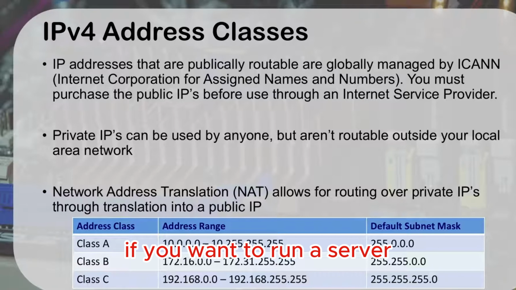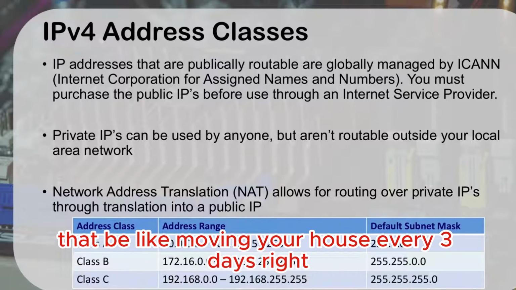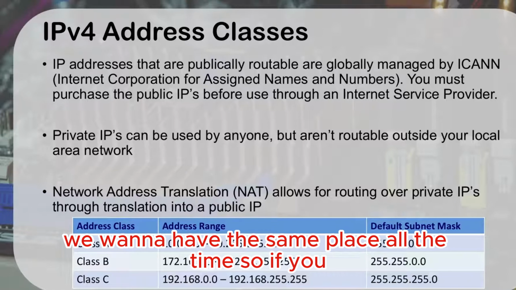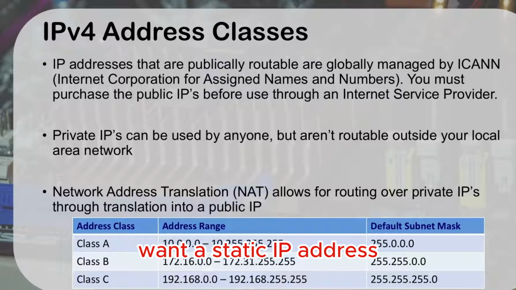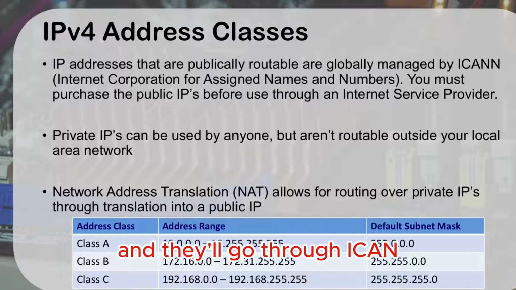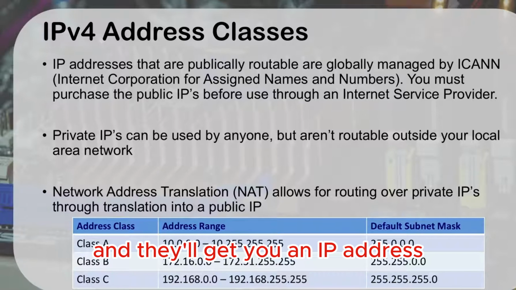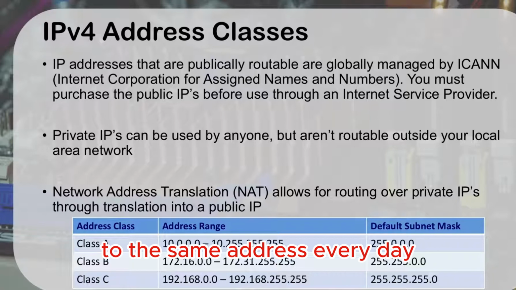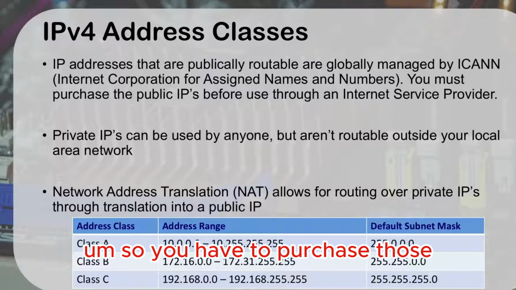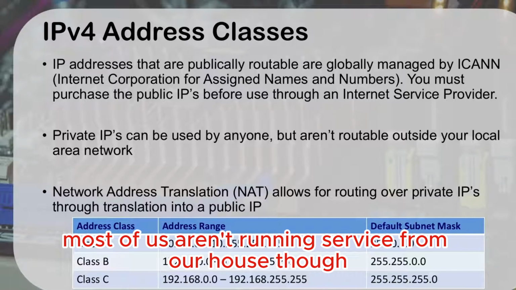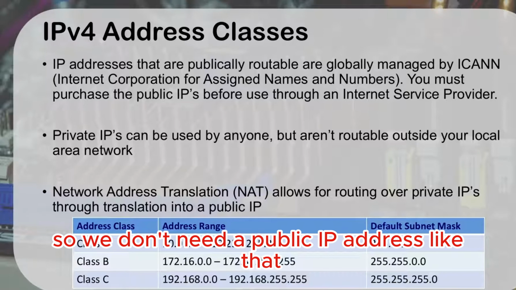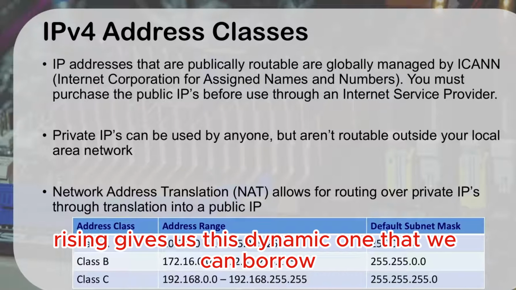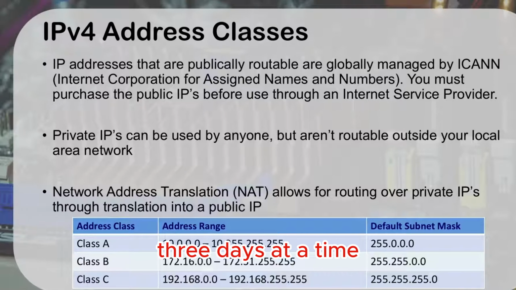If you wanted to run a server, that would be bad. That'd be like moving your house every 3 days, right? It'd be really hard to come over for dinner. So we want to have the same place all the time. So if you want a static IP address, you pay extra money for that to Verizon, and they'll go through ICANN and they'll get you an IP address, and you'll own that IP address. And now you'll have the same phone number, the same address every day. So you have to purchase those. Most of us aren't running servers from our house though, so we don't need a public IP address like that. So instead what we do is Verizon gives us this dynamic one that we can borrow 3 days at a time.